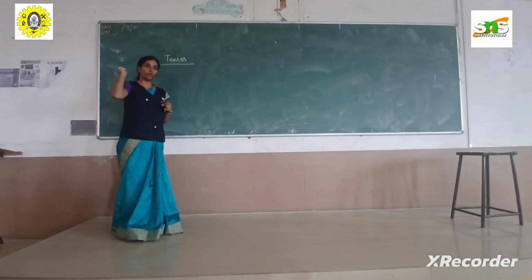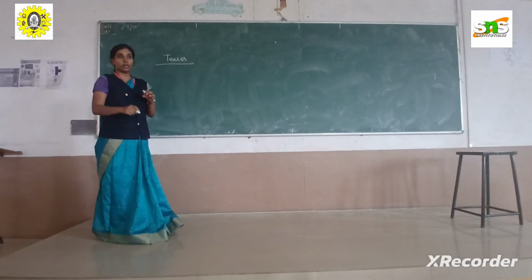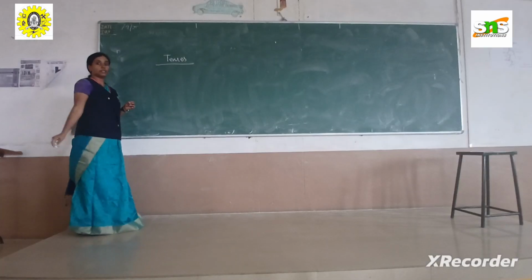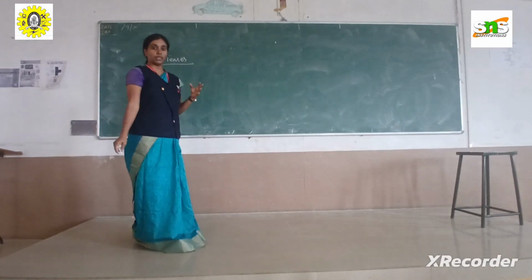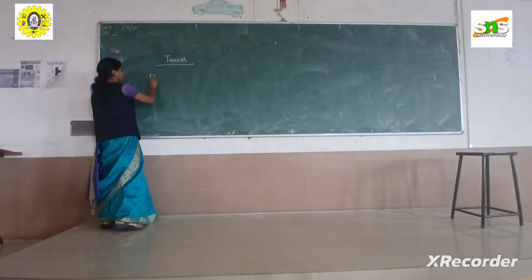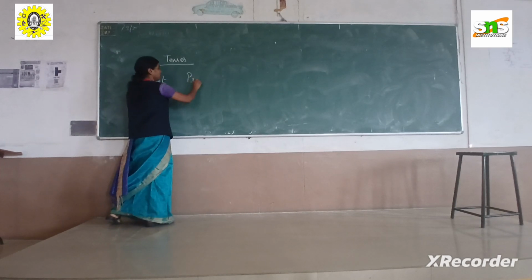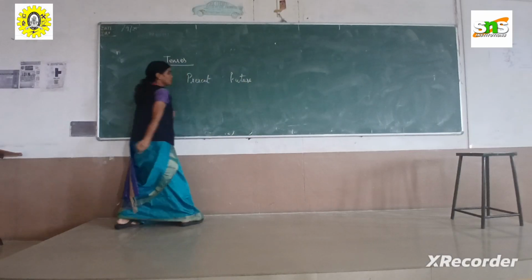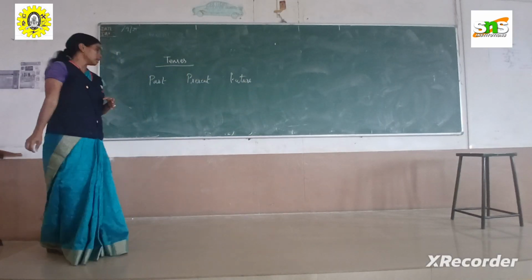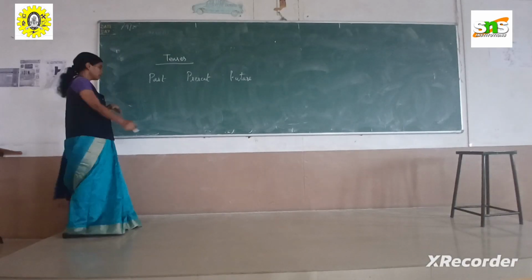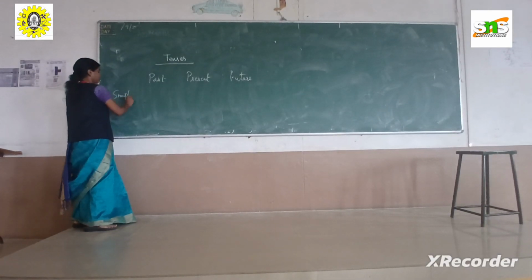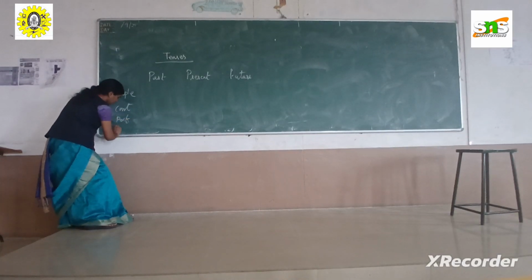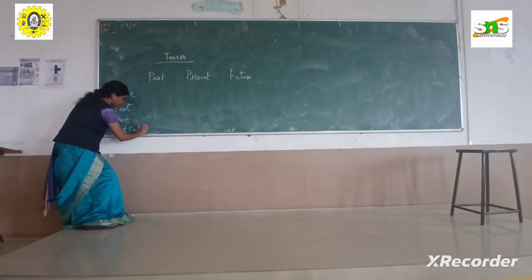So as I told you before, to learn tenses, you have to be clear with what form of verbs we use. So now tense is something that denotes time. So we have past, present and future. So past tense, present tense and future tense. So this again is divided into four, where we have simple, continuous, perfect and perfect continuous.